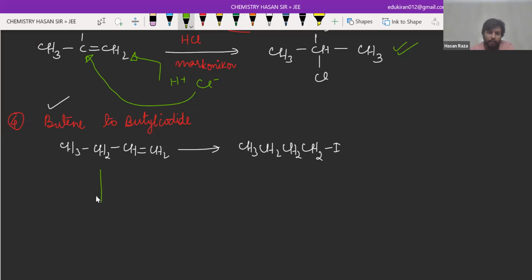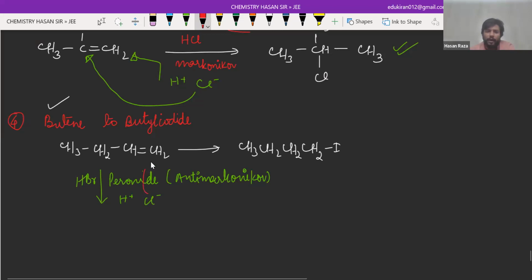So what I'm going to do, I'm going to react this with HBr in the presence of peroxide. This is anti-Markovnikov. And what is anti-Markovnikov? You know that this will have H plus and Cl minus, and according to anti-Markovnikov, the negative part will go to that carbon along the double bond which has the greater number of hydrogen. This bond will be broken. Now what will you get? You will get CH3, CH2, and then again CH2, one hydrogen added, and here it is CH2Cl.